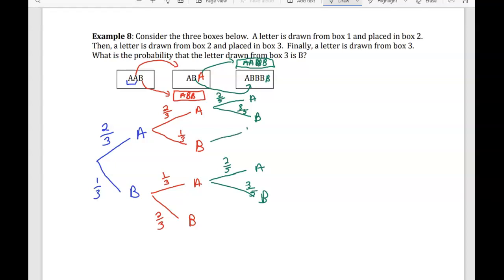If we drew a B, let me erase that because that should be an A. If we drew a B, it would be a 1 out of 5 and a 4 out of 5. A 1 out of 5 and a 4 out of 5.